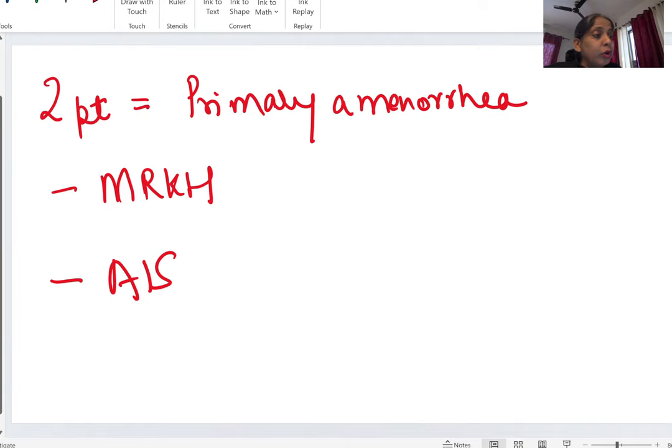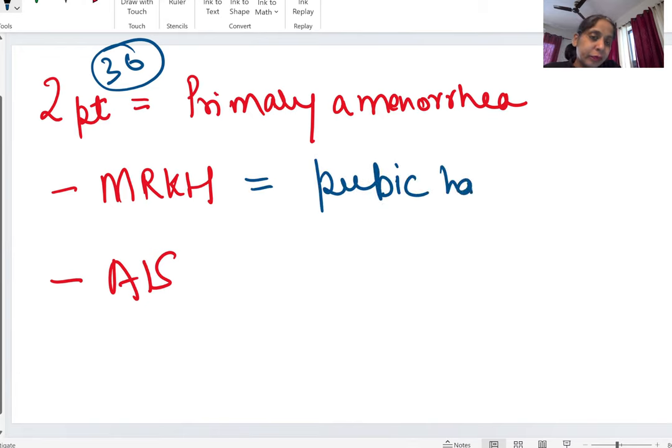So you should know that in Mullerian agenesis, or MRKH, what happens? This is question number 36. Please listen carefully. This question is expected. This is a quite commonly asked question. In MRKH, everything is normal. The uterus is absent, so the patient has primary amenorrhea. Here pubic hair will be present.